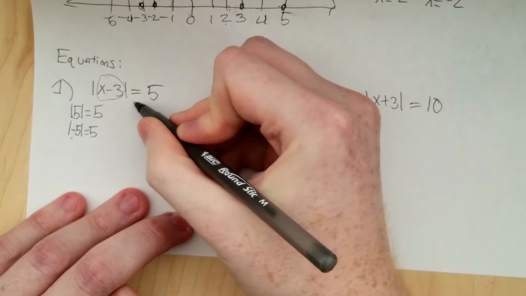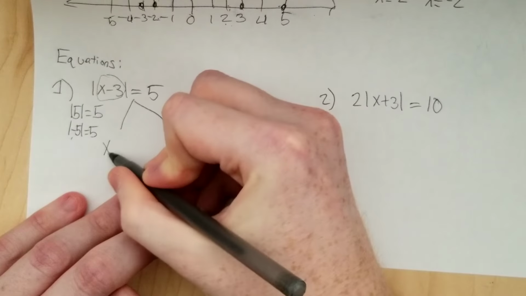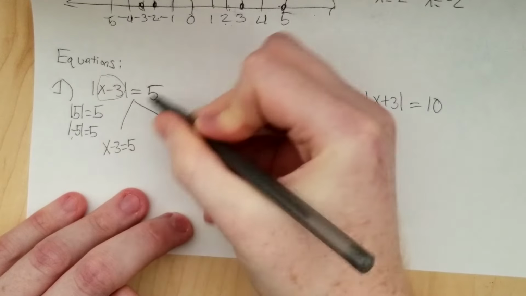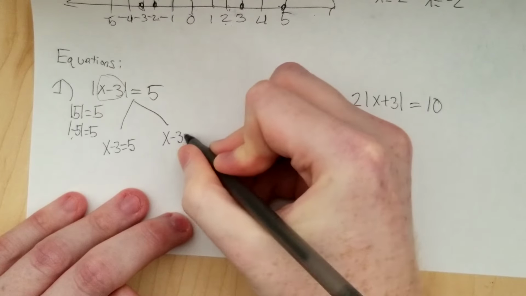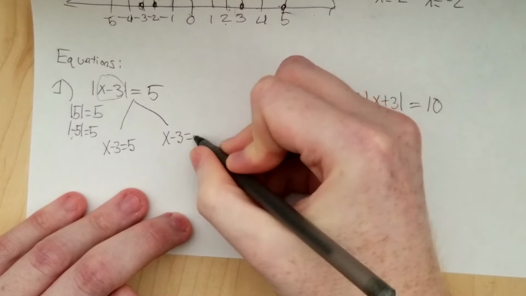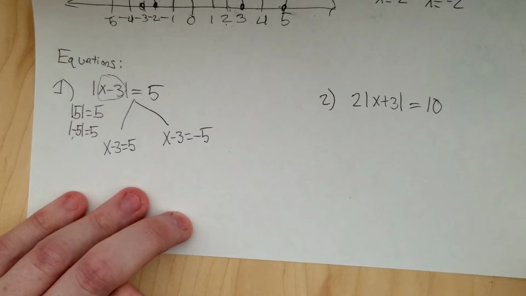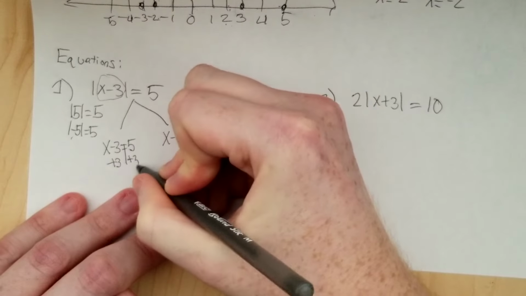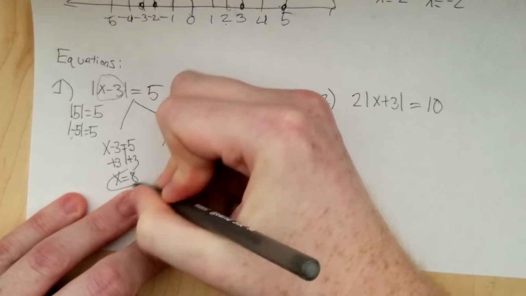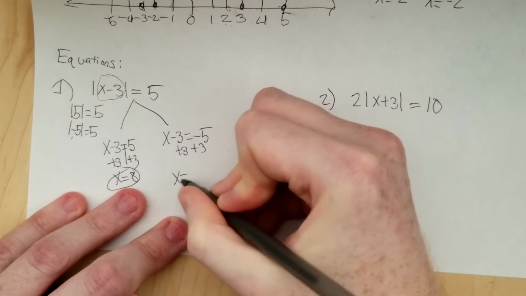In other words, when you have an absolute value equation, you split it up: you set the inside equal to the positive of what it equals, and you set it equal to the negative of the right-hand side. Once you've got these two equations, you just solve them and get your answers. So you would get x equals 8, and you would get x equals negative 2.